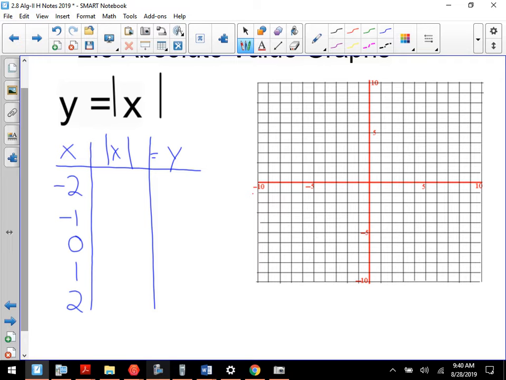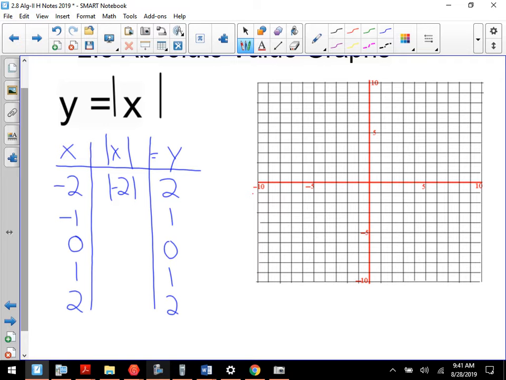Now I know this is a little bit easier than most of you are used to, so it's not a big deal, but it's just getting us the idea of how this works. What's the absolute value of -2? 2. Absolute value of -1? 1. Absolute value of 0? 0. Absolute value of 1? 1. And 2. Okay.